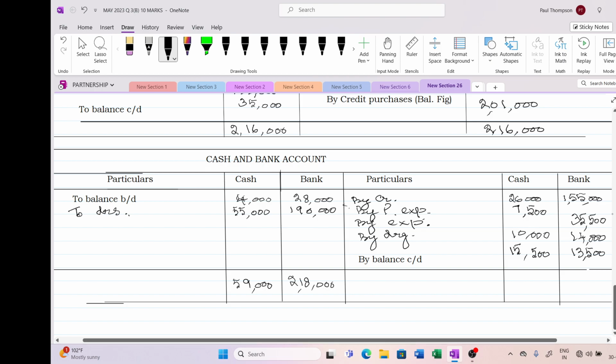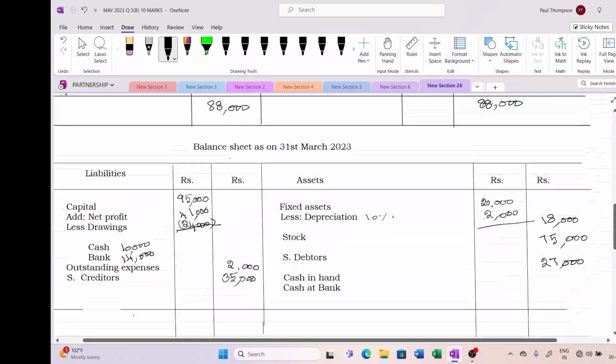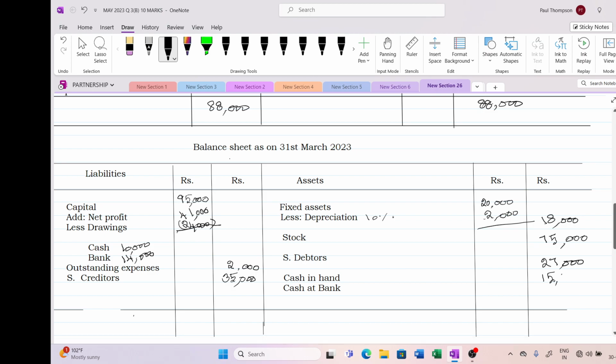This closing balances we have to record in our balance sheet. 59,000. So 2,18,000. So now we have completed the work note of cash and bank account, debtor account, creditor account, and then your P&L account also over. So now we are going to record it in here. Cash account 13,500. Sorry, 15,500. Bank account is 13,500. Am I right? Yes, that cash is 15,500.